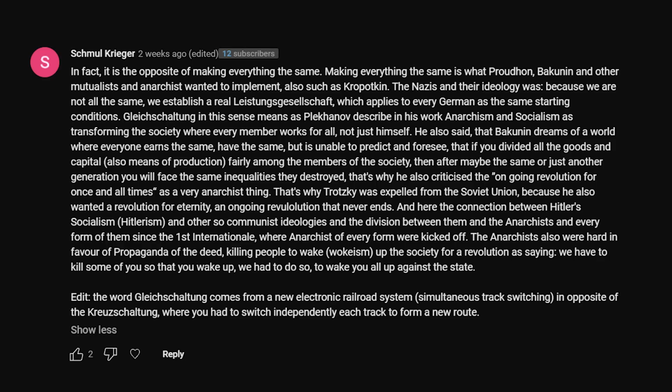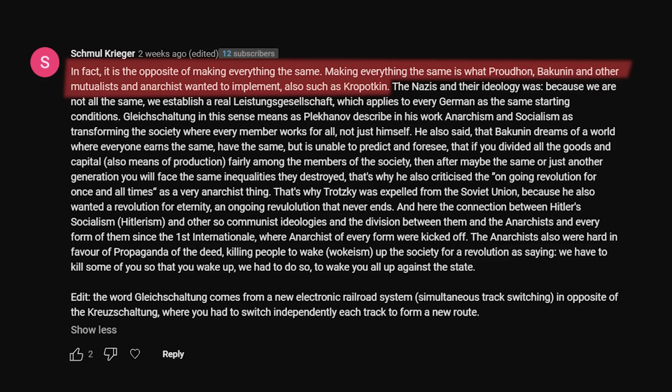So please do let me know if you can confirm that the SPD and Nazis shared some of the same policies, such as Gleichschaltung. But secondly, you're saying that Gleichschaltung doesn't mean more than the electric sense of the word, and yet the SPD used it as well. So were the socialists using it just to refer to electronics? I don't think it makes sense for them to do that. Therefore, I don't think Koop's interpretation is incorrect here. But Krieger does offer his own explanation here, which is long, but he says, "In fact, it is the opposite of making everything the same."